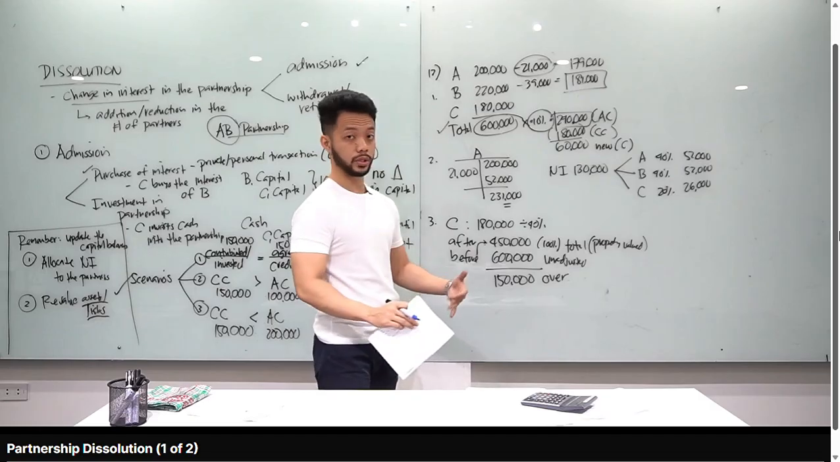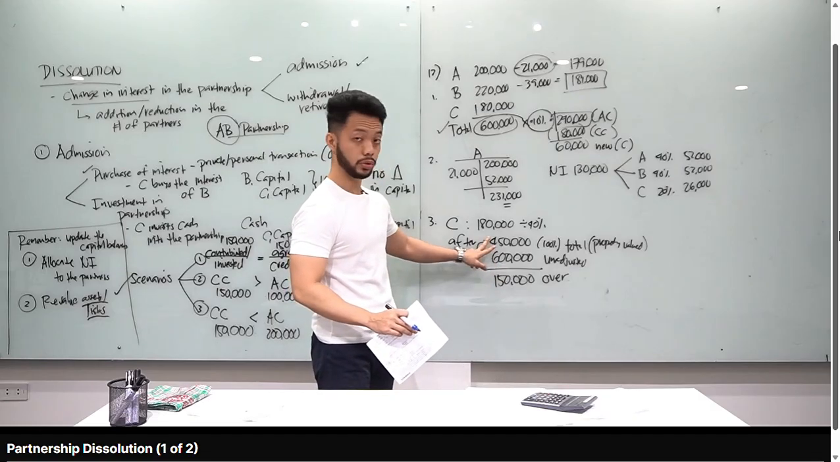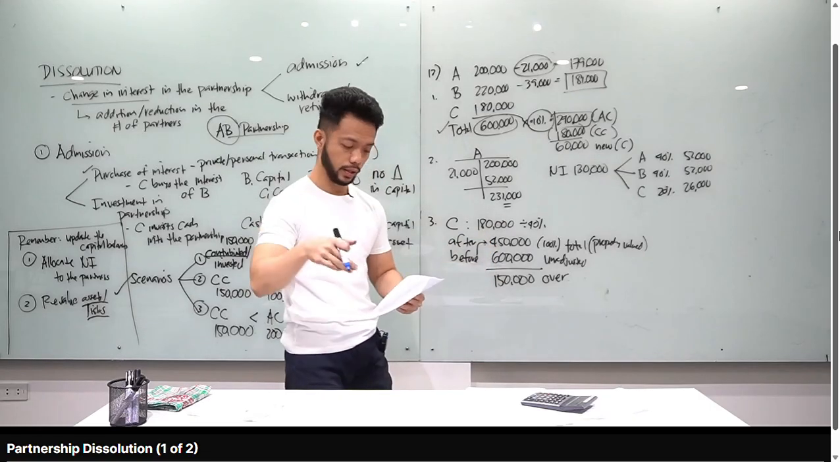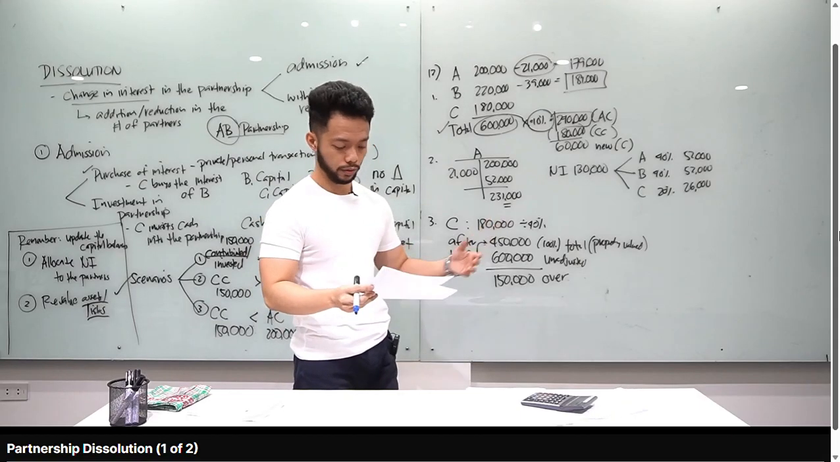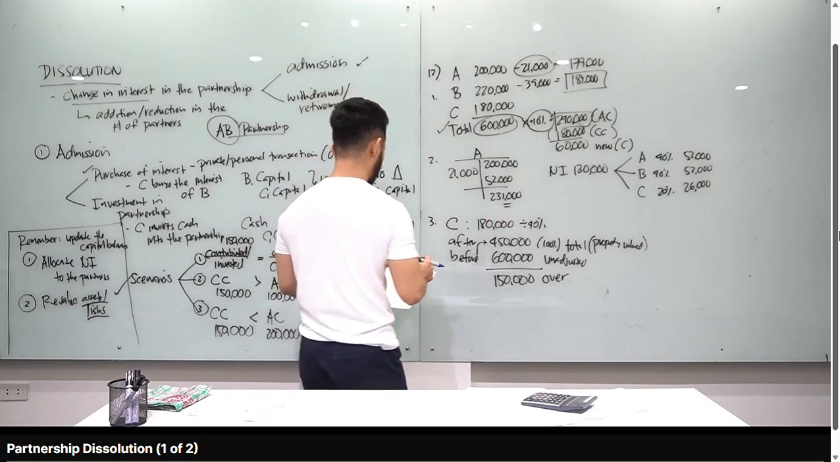Since kailangan mo siyang ibaba to 150, ibig sabihin, overvalued yung partnership. Ingat ka doon ha, baka masagot mo is undervalued. Hindi, overvalued siya. Kasi dapat ang masunod is 450. From 600 to 450, there's a decrease, kailangan mo ibaba. Okay? So, ibig sabihin, overvalued yung partnership. Letter B yung sagot. Boy yung sagot natin for number 3 ha.